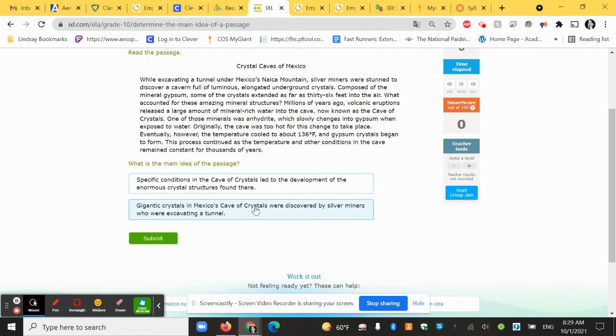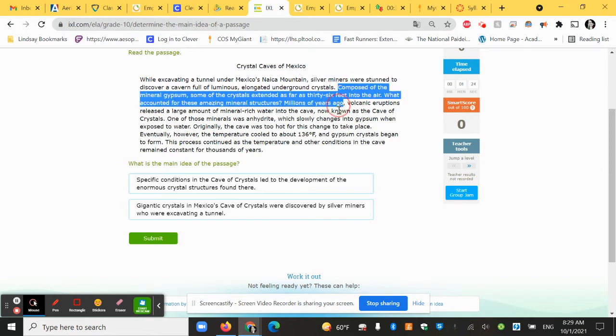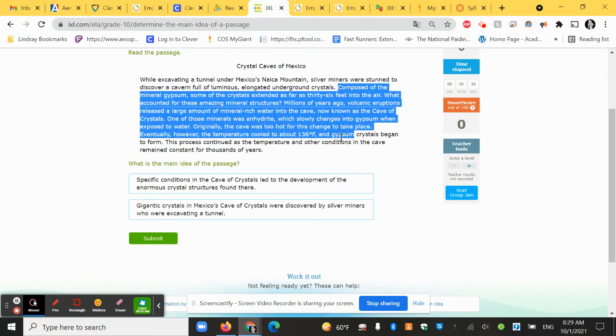Well, this is actually in the paragraph. It talks about the silver miners who found the crystals. But is that what the entire paragraph is about? Is that the main idea of the entire paragraph? No. While that's in the first sentence, the rest of the paragraph is about the formation of the crystals.